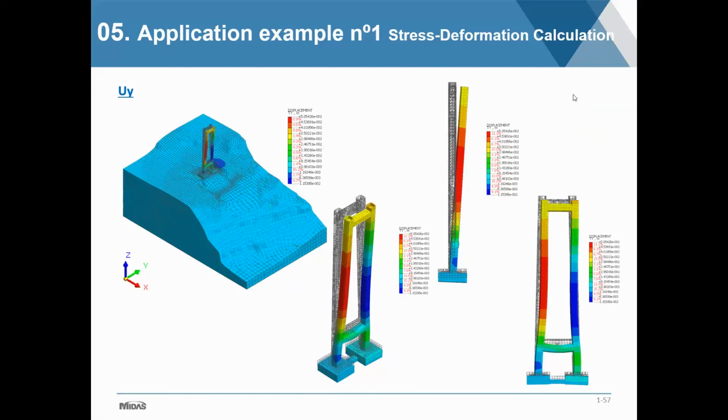Similarly, for the results in the y direction, which would be in the global coordinate system to the right, we see the deformation, of course, and the pier twisting, and we're getting around 5 centimeters displacement in this case.